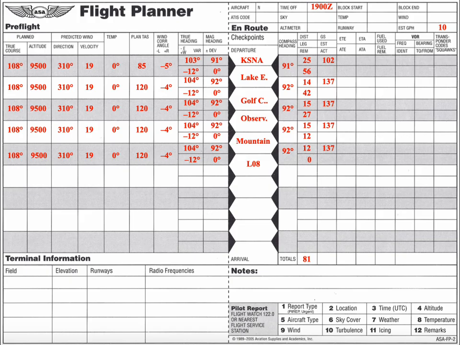Now we can start filling in the information on our flight planner sheet. First, we fill in all of the checkpoints we circled on the chart. The true course, altitude, wind direction and speed, and temperature are all the same for each row. In the first row, we fill in the planned true airspeed of 85 knots and the wind correction of 5 degrees. We subtract this number from our true course of 108 degrees, then subtract the magnetic variation of 12 degrees to get a magnetic heading of 91 degrees.